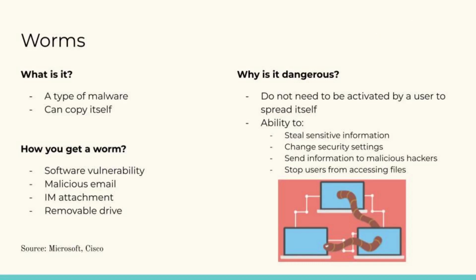Worms. A worm is a type of malware that can copy itself. This is what makes it such a dangerous threat. Worms do not need to be activated by a user to spread itself. They also have the ability to steal sensitive information, change security settings, send information to malicious hackers, and stop users from accessing their own files. Now, a worm can intrude your system through many different ways, such as software vulnerability, a malicious email, an IM attachment, or a removable device. This type of threat can become extremely dangerous quickly.